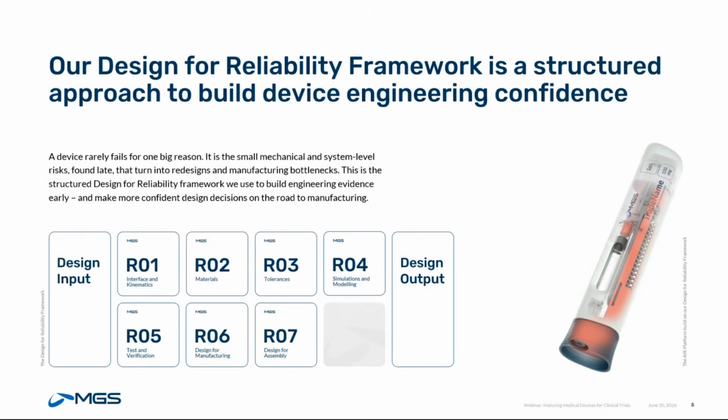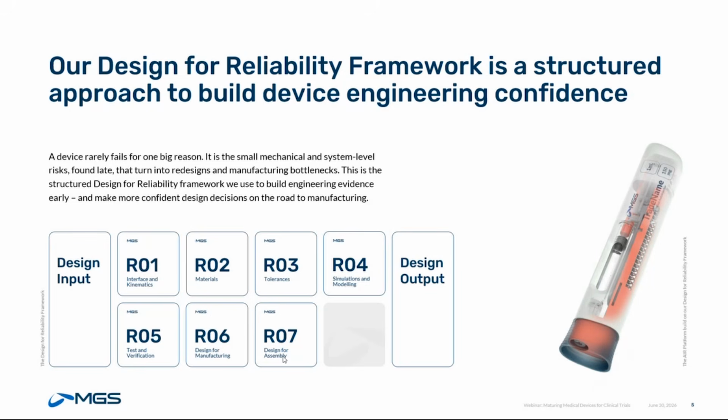So as I said, it's a framework that sits in between the design input and then design output, and it consists of 7 engineering disciplines, and I'll just list them up. It's interface and kinematics, materials, tolerances, simulation and modeling, test and verification, design for manufacturing, and design for assembly.